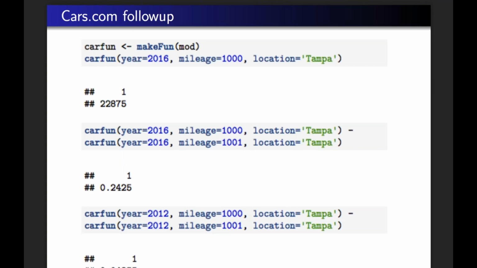$22,875. I can then do things like ask what's the impact, what's the difference between 1,001 versus 1,000 miles? And in 2016, that's about 24 cents.